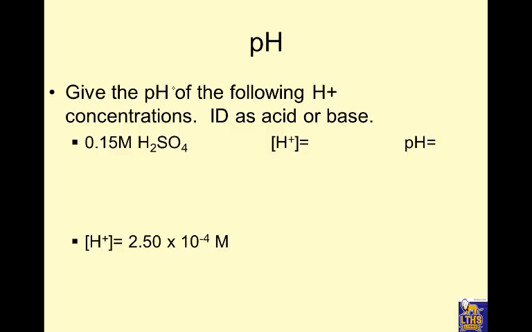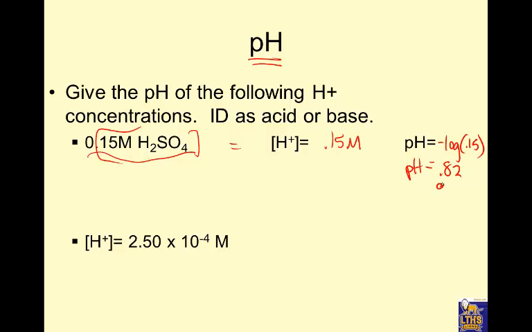So, what if we want to find pH? Well, then we look at this and we say, okay, this is an acid, so it's a strong acid, so the concentration of the acid equals the concentration of the H+. So H+ is 0.15 molar, so the pH is negative log of 0.15, so the pH is going to be 0.82, and that is an acid.